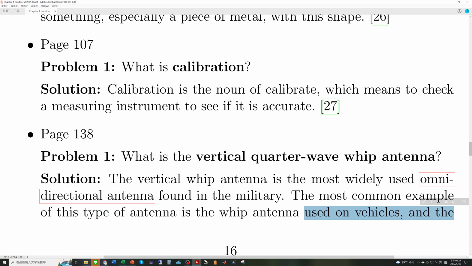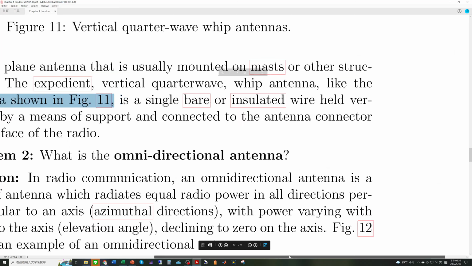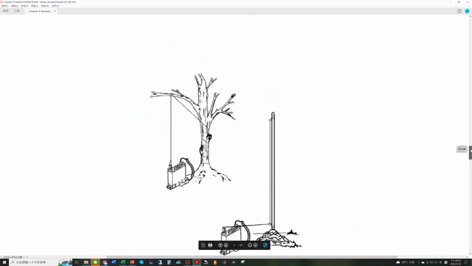and the ground plane antenna that is usually mounted on masts. We will explain what is a mast later, or other structures. The expedient. We will explain what is expedient later. Vertical quarter wave whip antenna, like the antenna shown in figure 11. Let us see figure 11.